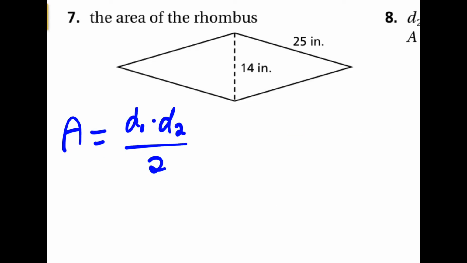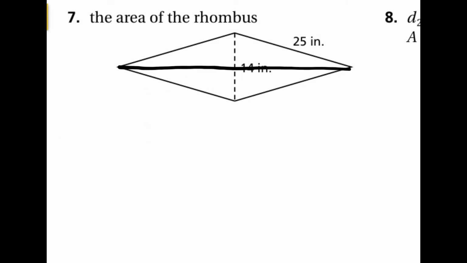Number 7 asks for the area of the rhombus. And to find the area, I would need two diagonals. I know one of them. This diagonal here is 14. I could plug that in. But I have to figure out the other diagonal to solve this problem. We learned earlier in the year that the diagonals of a rhombus bisect each other, which means this diagonal 14 inches is cut into two equal parts of 7 each.